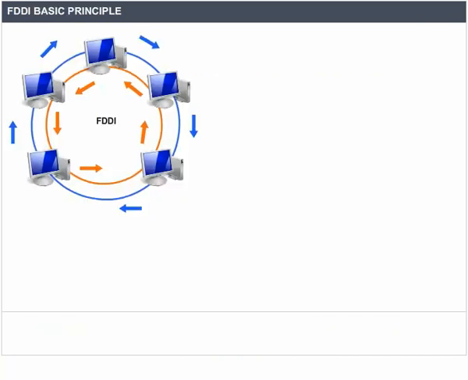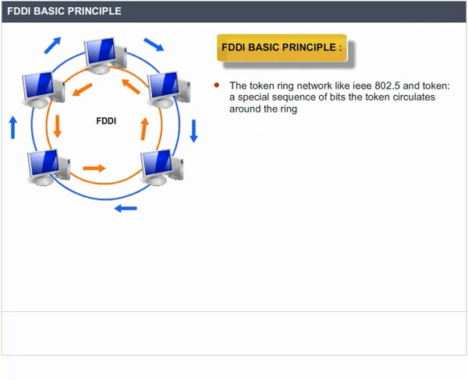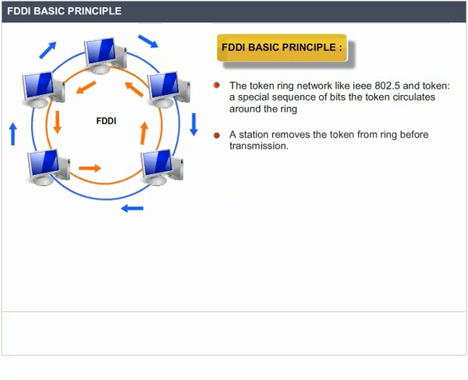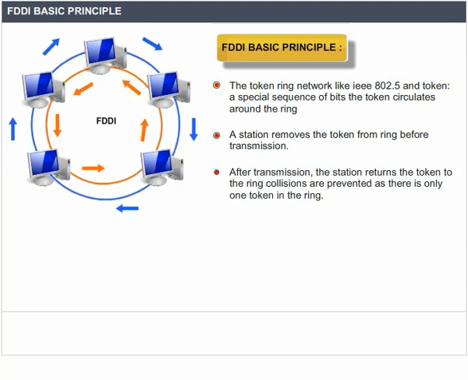FDDI basic principle. Like the token ring network, IEEE 802.5, a special sequence of bits, the token, circulates around the ring. A station removes the token from the ring before transmission. After transmission, the station returns the token to the ring. Collisions are prevented as there is only one token in the ring.